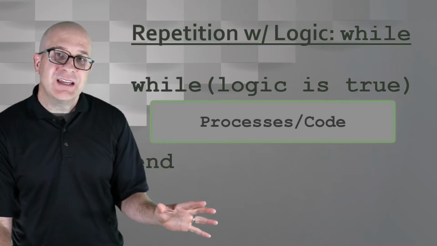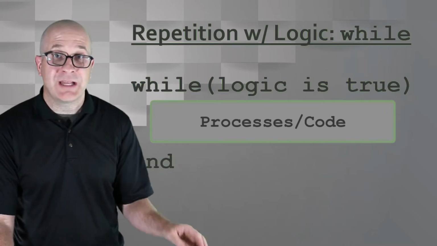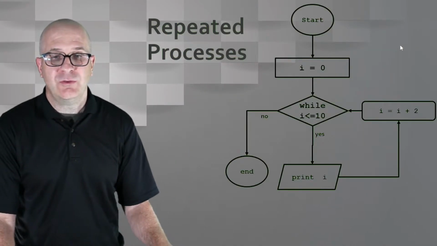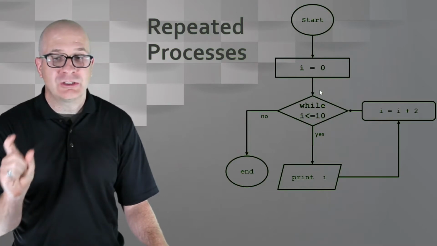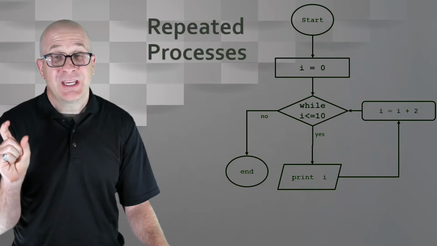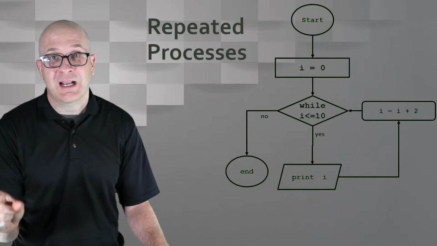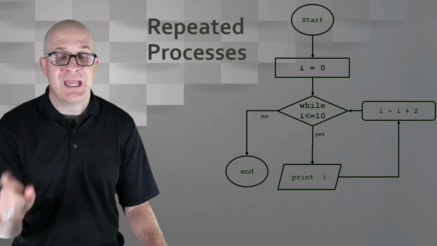So let's see how this applies to our counting by 2 example. This was the flowchart that we had last time, except I've made a small change to it. I'm going to have you take a look at this for a second and see if you can recognize the change that's been made to this flowchart.